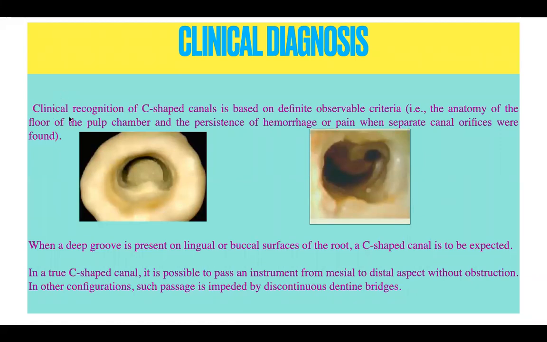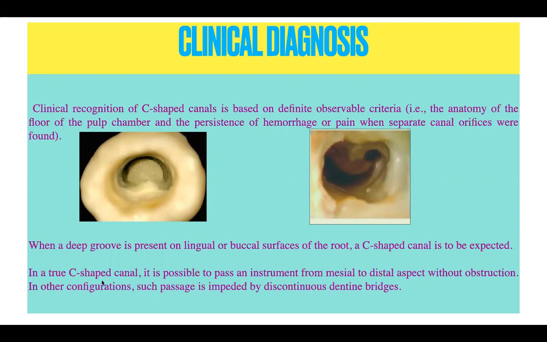Now the clinical diagnosis. The clinical diagnosis relates to the C-shape of the mandibular second molar. But it's not like the C-shape is continuous. We can have some other presentation in which a small canal is present and the entire canal is of C-shape. The clinical recognition of C-shaped canal is based on definite observable criteria: the anatomy of the floor of the pulp chamber, and the persistence of hemorrhage or pain when separate canal orifices were found. When a deep groove is present on the lingual or buccal surface of the root, a C-shaped canal is expected.